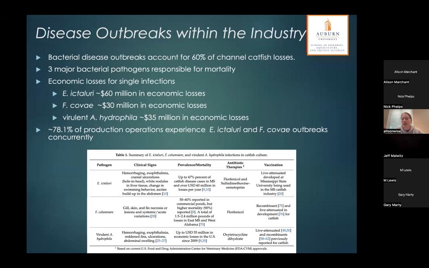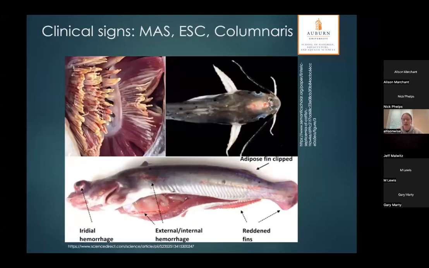And just as some clinical signs associated with these 3 pathogens, E. ictaluri is known for cranial ulceration, which is now typically known as hole in the head. It can also have hemorrhaging and exophthalmia. F. covae is known for causing a saddleback lesion on the dorsal fin of the fish, also with skin and gill necrosis. And virulent Aeromonas is known for having hemorrhaging, exophthalmia, and internal and external hemorrhaging as well. This slide here shows images of these clinical signs. In the top left is a fish infected with F. covae, and you can see the bacterium growing on the gills, which will restrict oxygen to the channel catfish. To the right is a photo of a fish infected with E. ictaluri, where you can see the hole in the head. And underneath is a fish infected with virulent Aeromonas. You can see some ocular hemorrhaging, exophthalmia, and internal and external hemorrhaging.